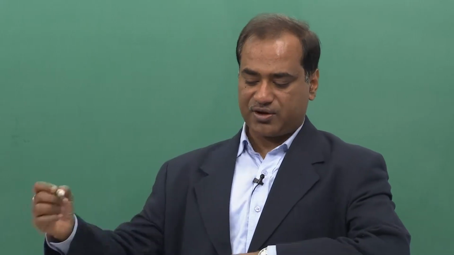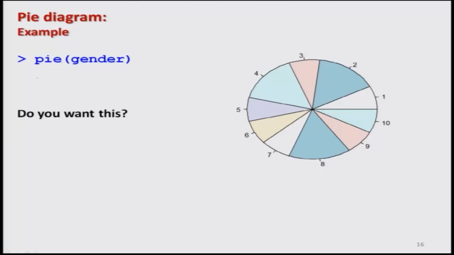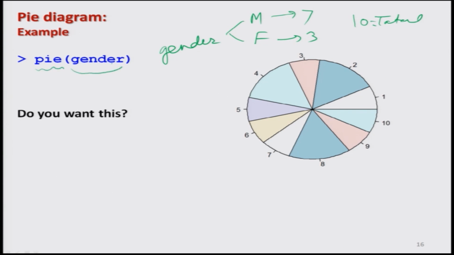Okay. So now I try to create a pie diagram using the same data set. If you remember, we had created a variable gender which has 2 categories, male and female, and there were 7 males and 3 females, 10 in total. Now if I try to create a pie diagram, I simply give pie, and inside the argument gender, and you can see this type of outcome I am going to get.